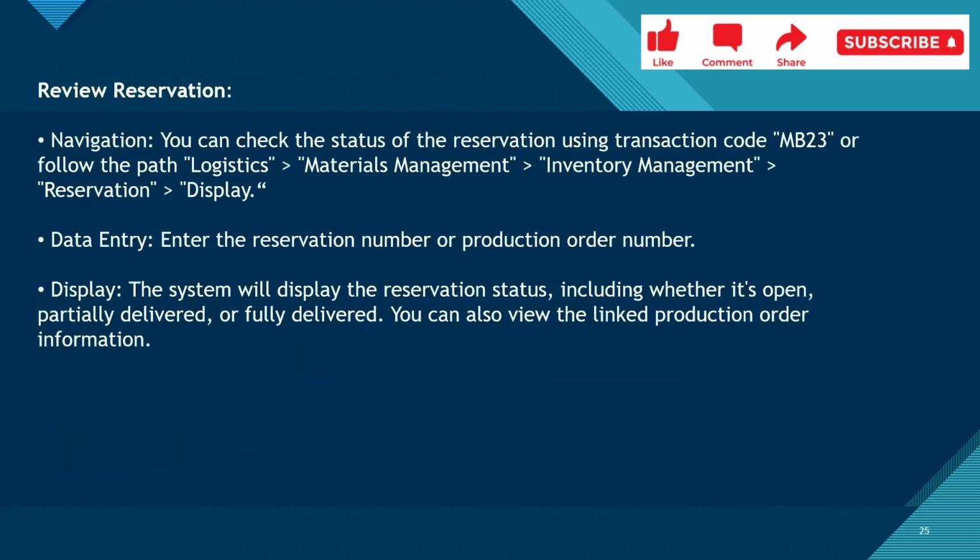To review it again, MB23 is the transaction with which we can review the reservation. I will go to logistics, materials management, inventory management, reservation, and display. You enter the number or the production order. I can see if it is partially delivered or fully delivered, I can see the status of the reservation. So with MB23, I can review it.